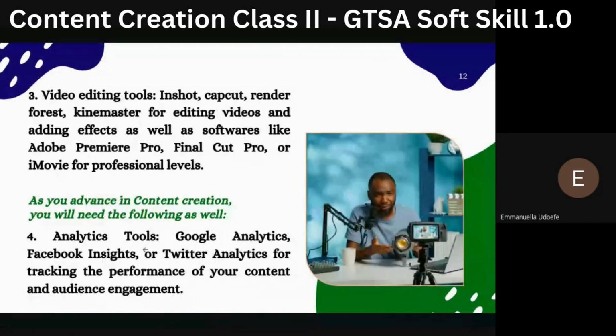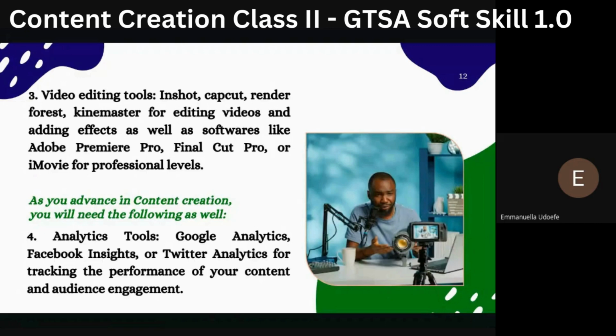Then for stock photos and video libraries, websites like Shutterstock. I forgot to add here, Freepik. Freepik is a very good site where you can get free pictures to use for your graphics. Most of the pictures, I think even all of the pictures that I used in these slides, I got them from Freepik. So we have Unsplash, we have Pexels for accessing high quality images and videos to enhance your content.